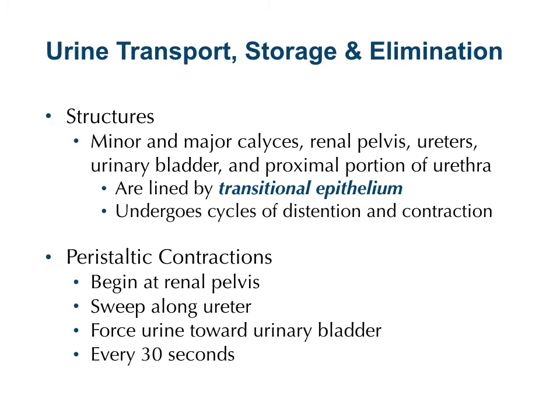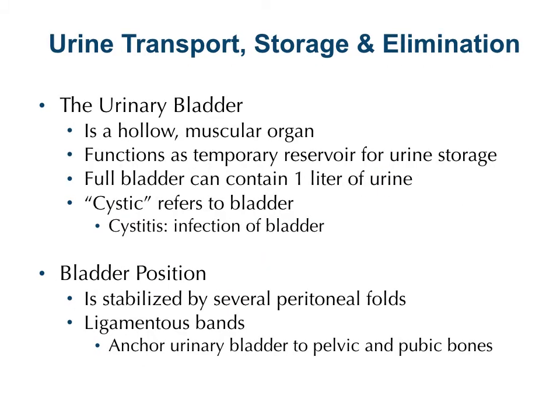All of these are lined by transitional epithelium, which undergoes cycles of distension and contraction. The ureter has peristaltic contractions that will begin at the renal pelvis and sweep along the entire ureter. This will force urine toward the urinary bladder in peristaltic waves that occur every 30 seconds. The urine will be expelled from the urinary bladder to the outside world.